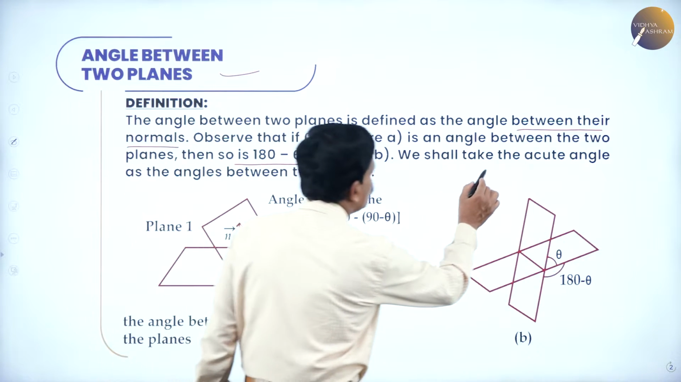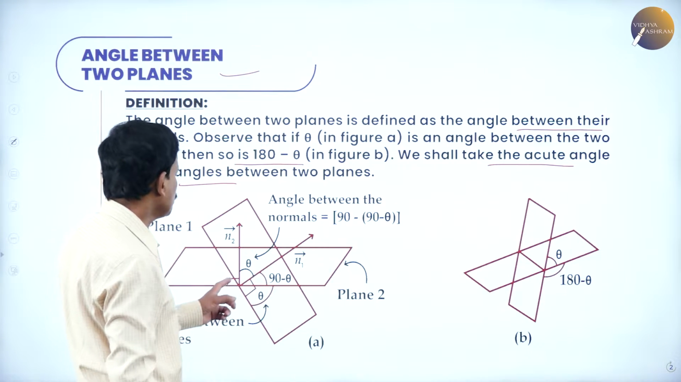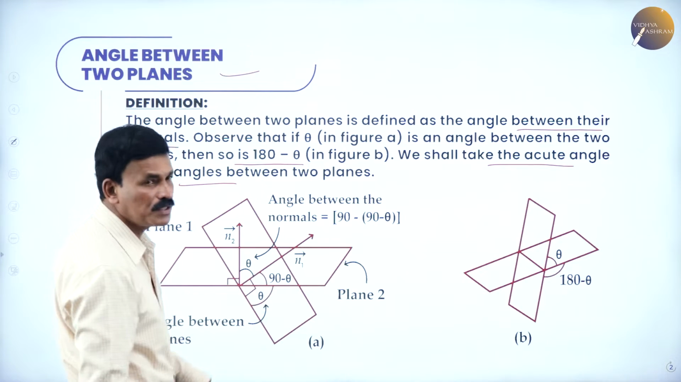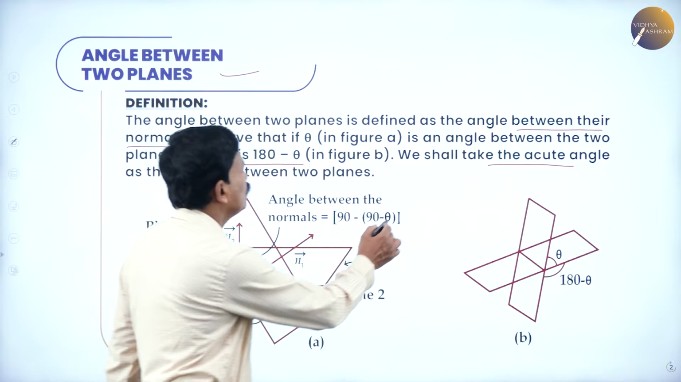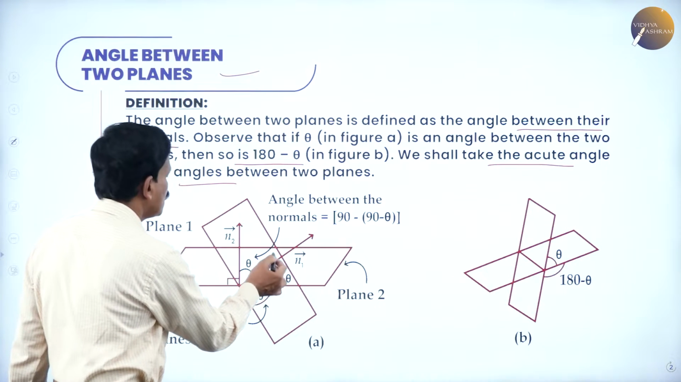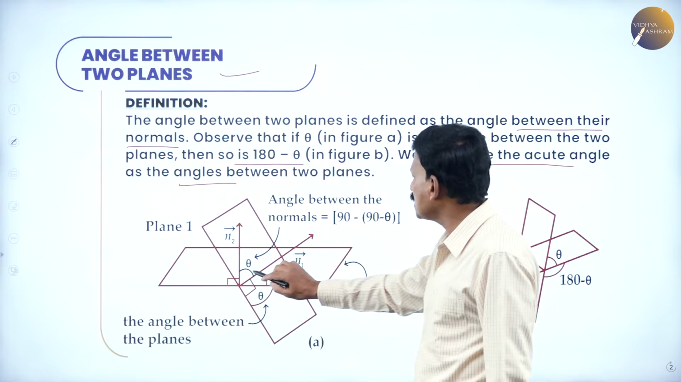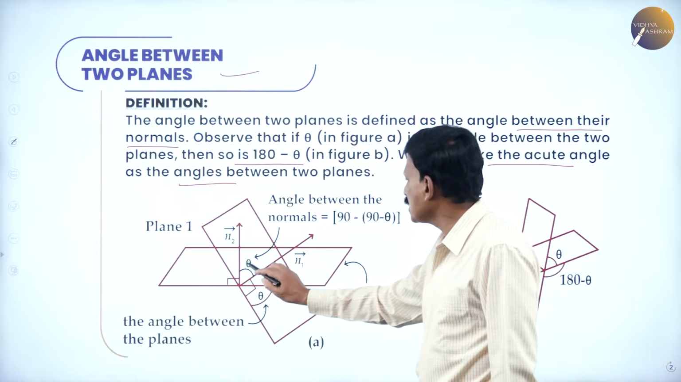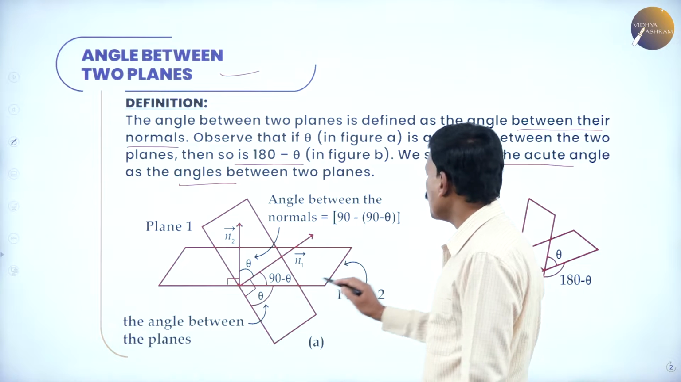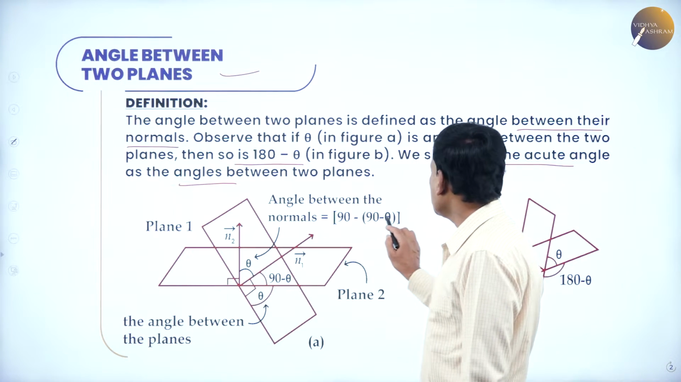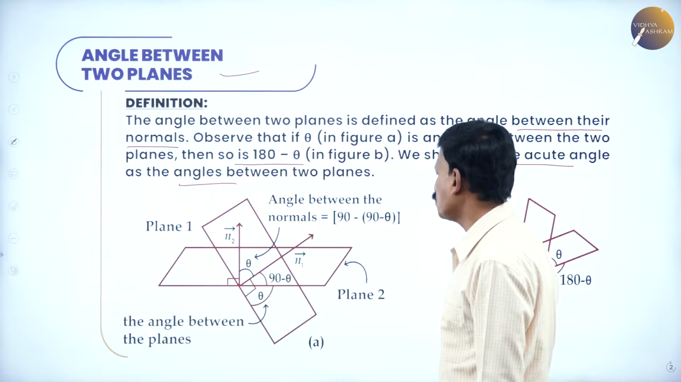Then we shall take the acute angle as the angle between the two planes. So an acute angle between these two will give the angle of intersection. So here let us consider this theta. We shall take the acute angle as the angle between the two planes. Now here this is the angle between the normals, this is theta, and 90 minus of 90 minus theta is equal to theta. Hence this is the angle of intersection between the two planes.